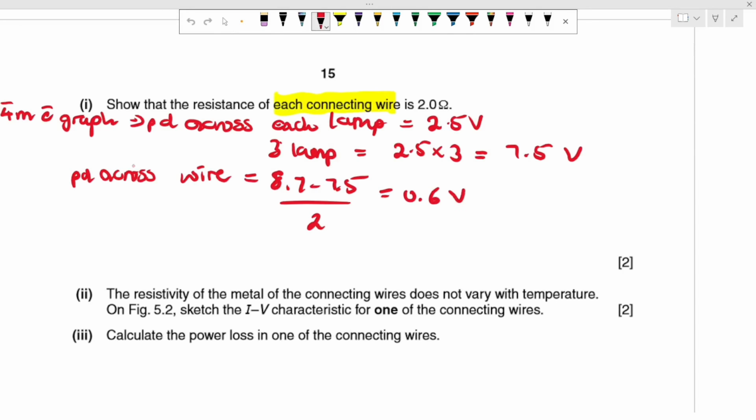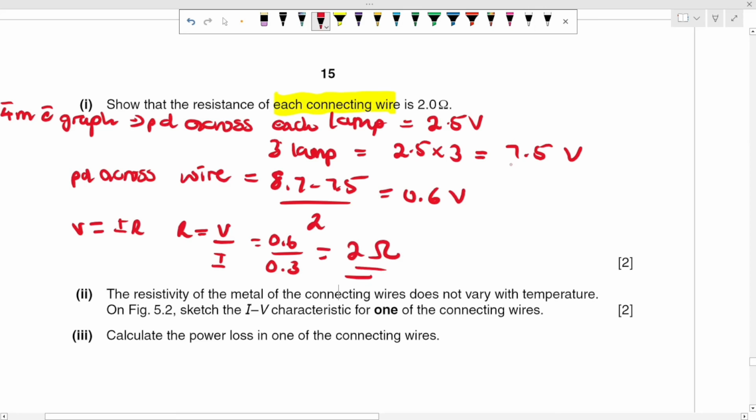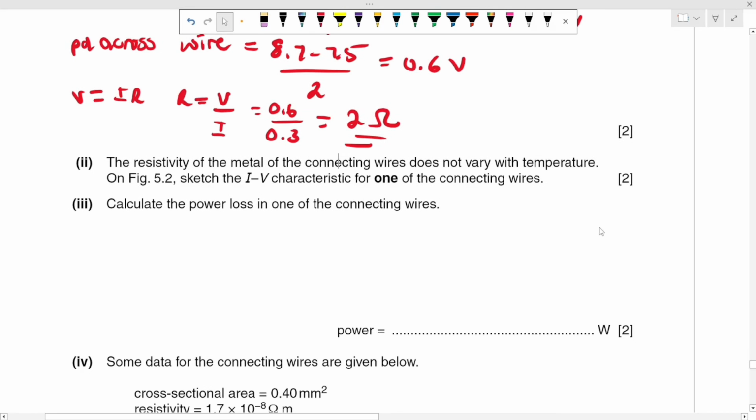0.6 volts, right? So I can safely say, but I know that V is equal to IR, that my value of R will just be equal to V divided by I. My V here is 0.6. My I is 0.3. Then that's going to be 2 ohms. Very important for you to be thinking of that. And then you've been told the resistivity of metal of the connecting wire does not vary with temperature. Sketch the IV characteristics of one of the connecting wires.